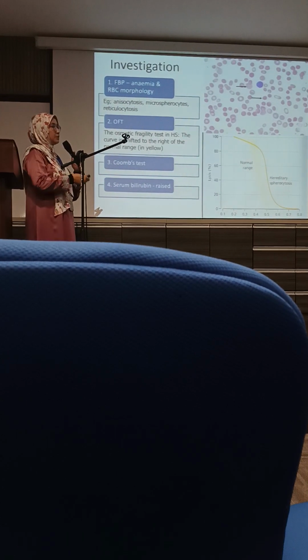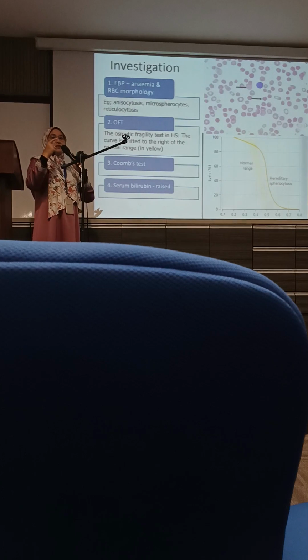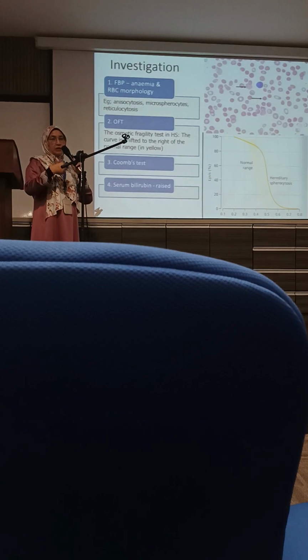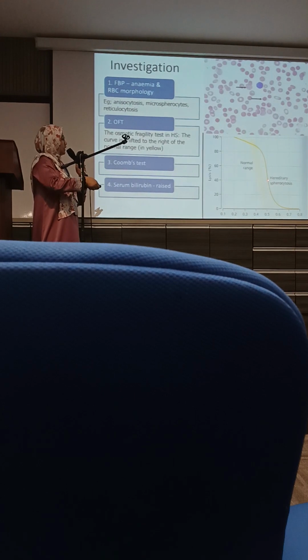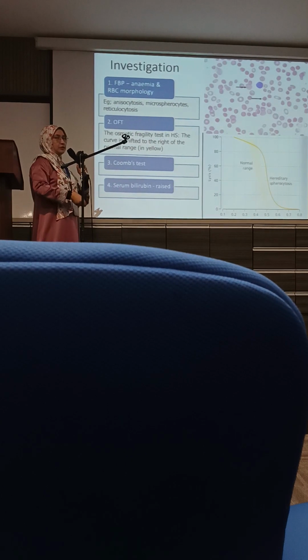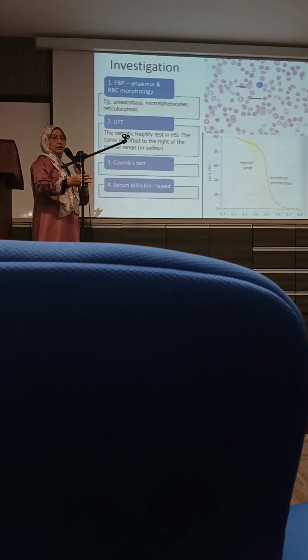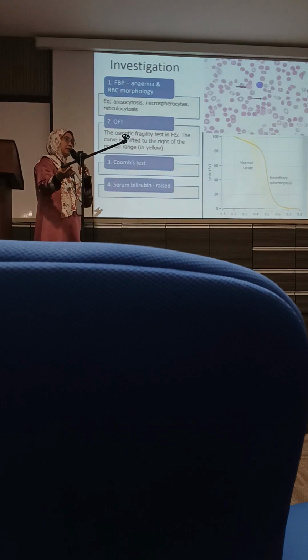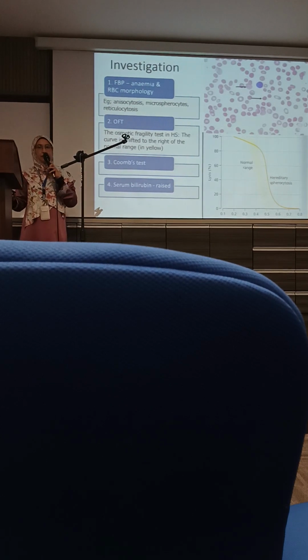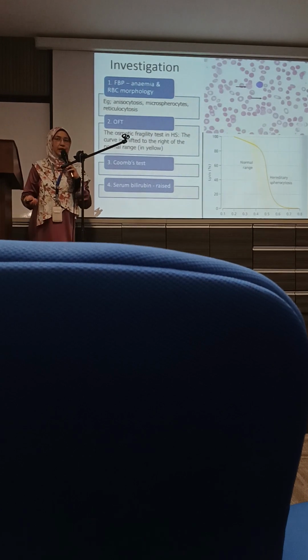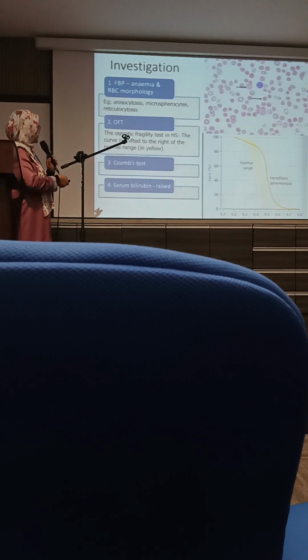But in HS, because the cells are already small and spherical, they cannot accept much saline solution. So at about here they have already lysed. So it will shift to the right. So it indicates the cell is spherocytic. Okay, you see the basis? It is actually simple, just osmosis.